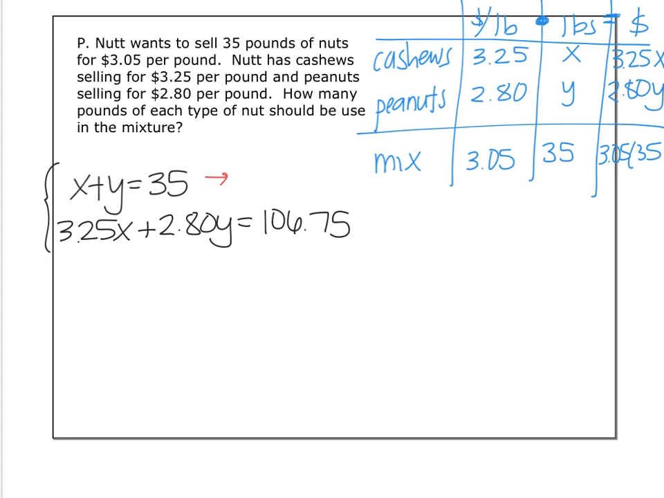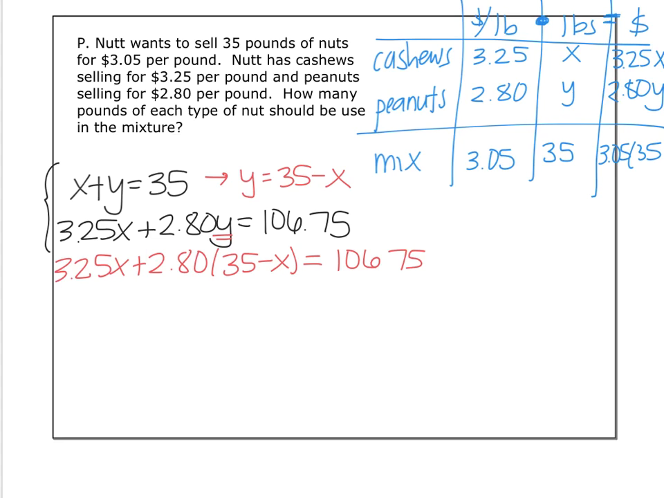So now I have my two equations, and now I can solve. So I'm going to make this one that y is equal to 35 minus x. You could solve by elimination too. So now what I'm going to do is plug in here for y. So I have 3.25x plus 2.80 times 35 minus x, and that equals 106.75.